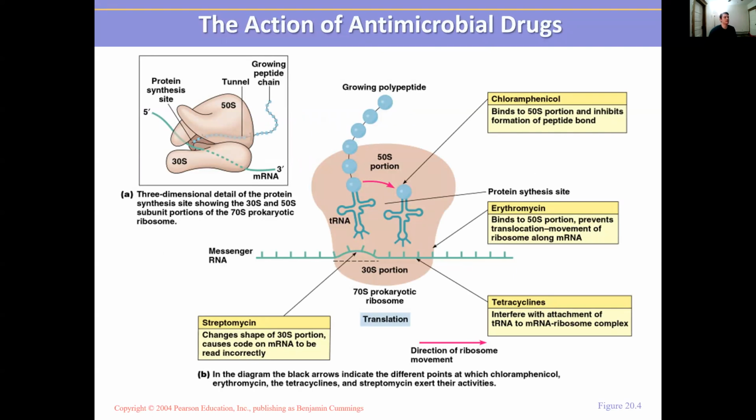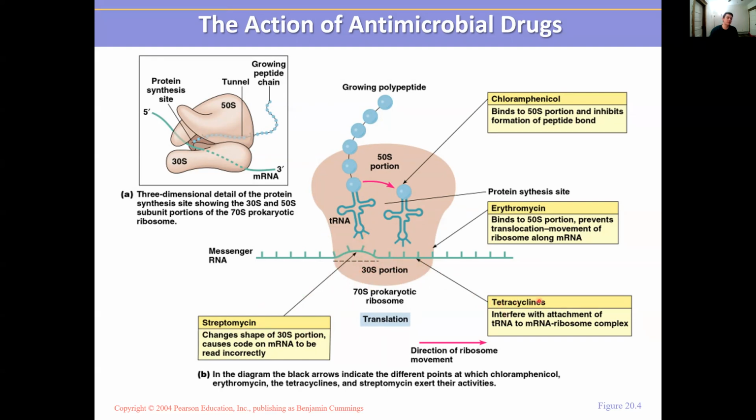Streptomycin is an aminoglycoside antibiotic which interferes with the initial step of protein synthesis. We will be going through protein synthesis in later lectures in greater detail, so don't feel too lost at this point. Essentially, this antimicrobial drug changes the shape of the 30S portion of the 70S prokaryotic ribosome, which causes the mRNA to be read incorrectly. Here you can see the 30S portion, and the streptomycin acts on this portion and causes this code, the messenger RNA or mRNA, to be read incorrectly, and thus it will disrupt the process of protein synthesis.